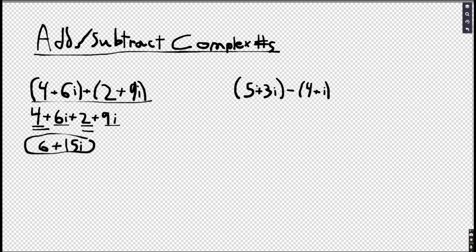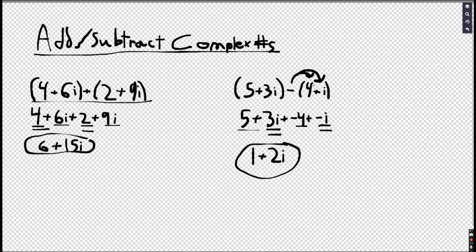Easy, right? So let's move on over here, okay? So 5 plus 3i minus 4 plus i. Remember what we learned, we're going to have to distribute the negative sign and then take off the parentheses. So we're left with 5 plus 3i, and then I just like to do plus negative 4 plus negative i, because remember we're distributing that negative sign. So now let's combine like terms. 5 plus negative 4 is 1, and 3i plus negative i is 2i. So 5 plus 3i minus 4 plus i is 1 plus 2i.